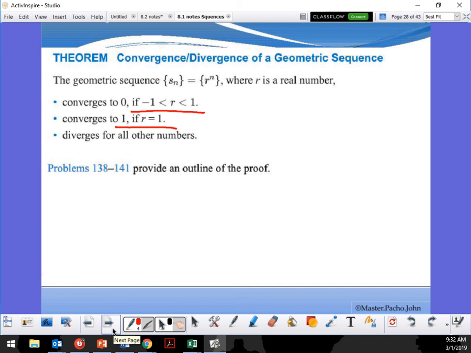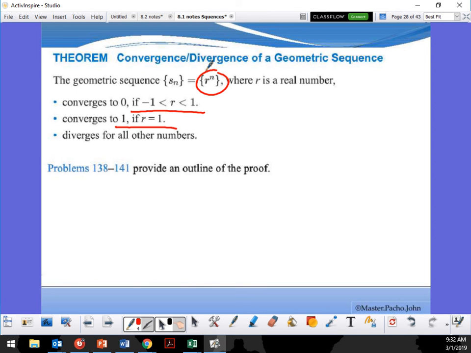Convergence, divergence of a geometric sequence. It converges to 0 if, so this is r to the n, where r is a real number and n is the term of the sequence it's going to. It converges to 1 if r is equal to 1. It diverges for all other numbers.